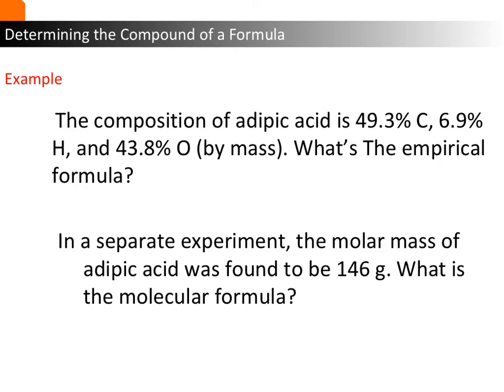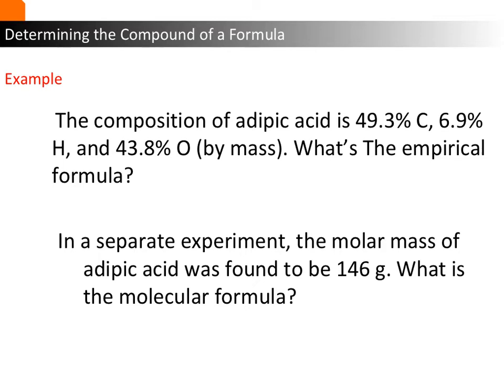It says a composition of adipic acid, which is 49.3% by carbon, 6.9% by hydrogen, and 43.8% by mass. What's the empirical formula? So basically, we know it has carbon, hydrogen, and oxygen in it, and we know that they are in a specific ratio, but all we are given is percent by mass data. Well, we can figure this out.